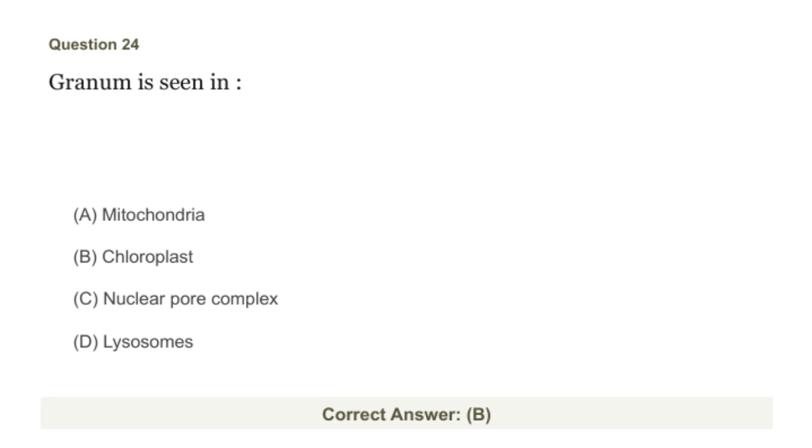So, when we look at the options, mitochondria, nuclear pore complex, and lysosomes, none of these have granum. Only chloroplasts contain these stacked structures, which are essential for capturing light energy. Recognizing these features helps us understand the specialized functions of different organelles within the cell.